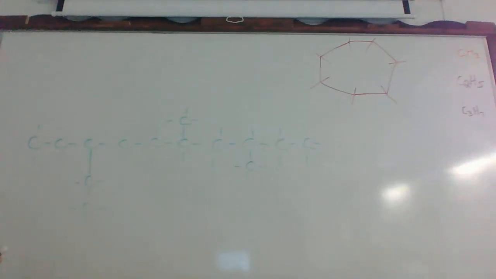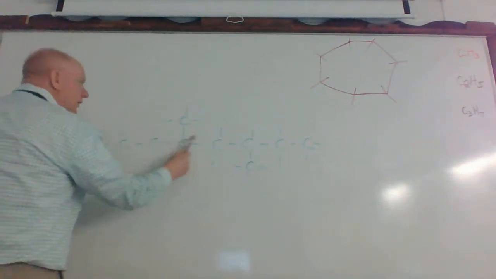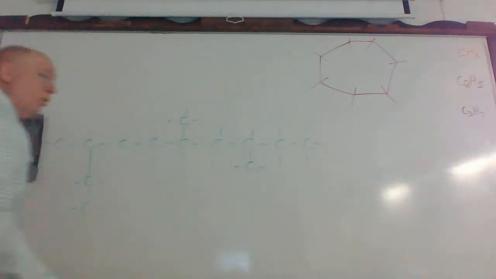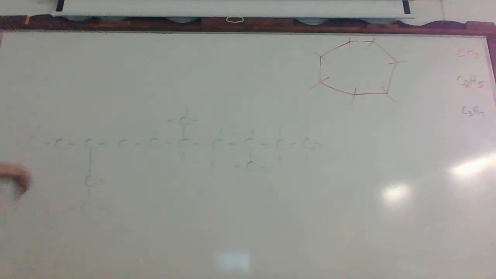Because what could happen is, if this guy wasn't on there, 1, 2, 3, 4, 5, 6, 7, 8, 9, 10, it would be right, but it's not a straight chain, it's a branched type. Does that make sense? Okay, so in this case, this carbon's still here, so it really doesn't matter which way you go.